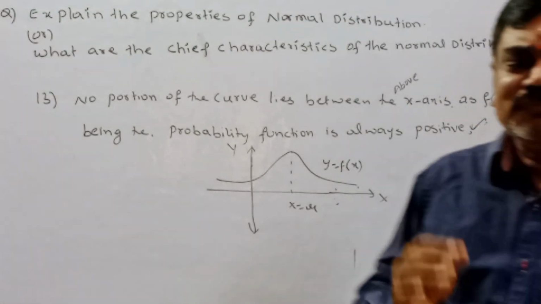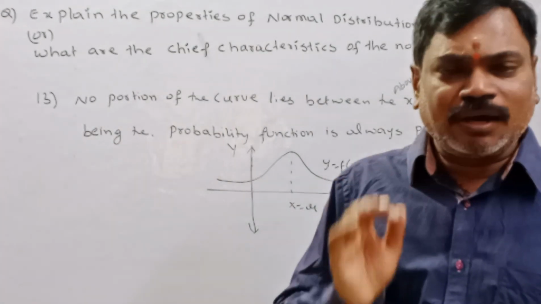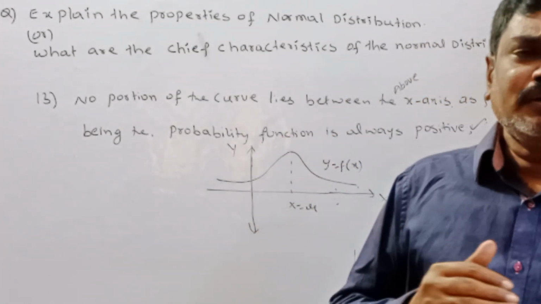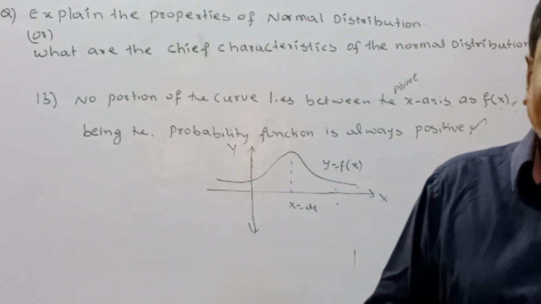These are the very important properties of the normal distribution curve. The total number of properties is 13.